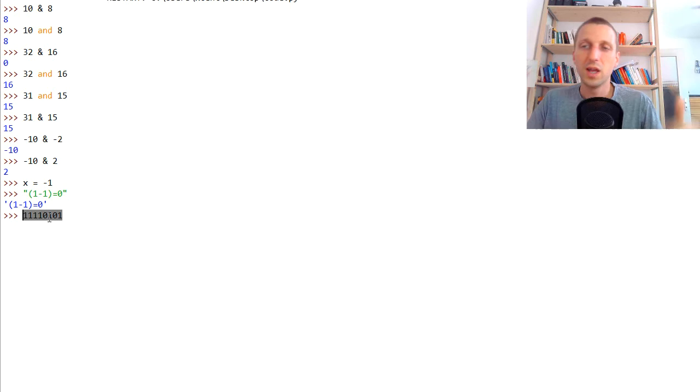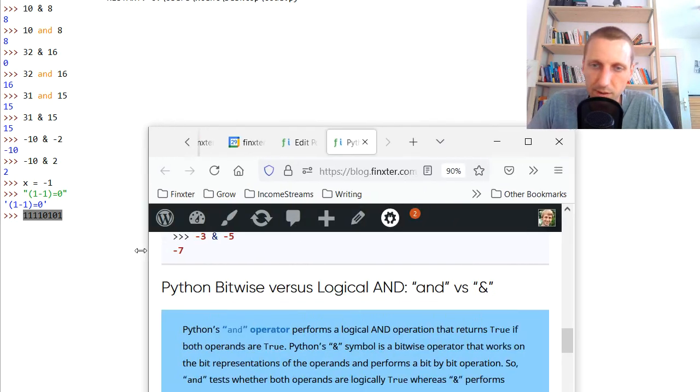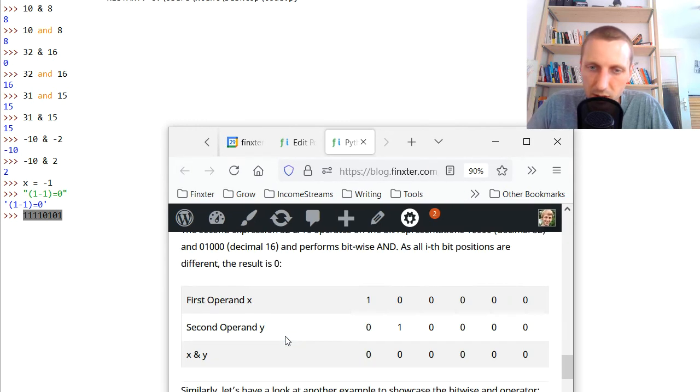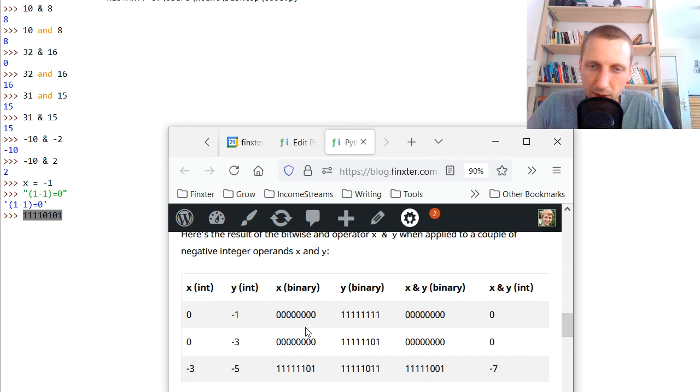Okay, so this is how you can represent negative integers as bit sequences. And you need this, of course, to perform the bitwise AND operation on negative numbers. And we will now see a couple of examples. Maybe let's just open up this table which I have prepared.